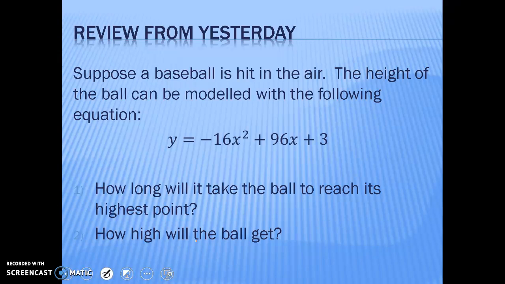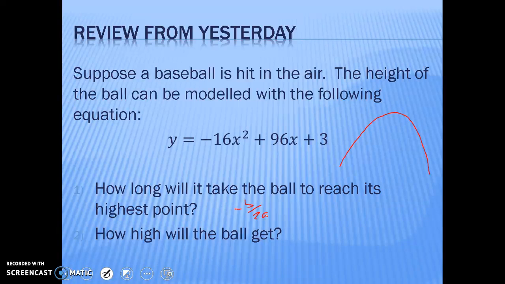Suppose a baseball is hit in the air, and the height of the ball can be modeled by this equation. So the baseball is hit in the air like this. How long will it take the ball to reach its highest point, which is this point right here? What we're really looking for is the vertex, and we should recall that you can find the vertex by taking negative b over 2a.